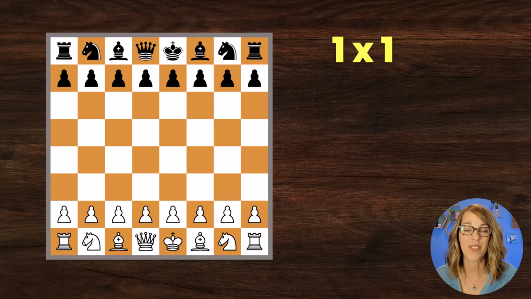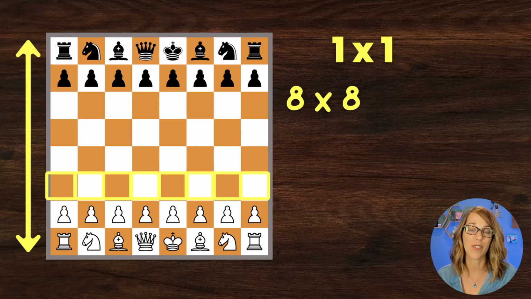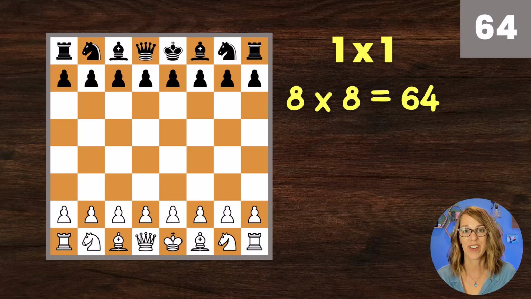We're going to go ahead and start off with our 1x1 squares. Now there are 8 of these on our chessboard going across, and I can fill in those 8 along the 8 rows going down. 8 times 8 is 64. Let's go ahead and keep that running total up in the corner.